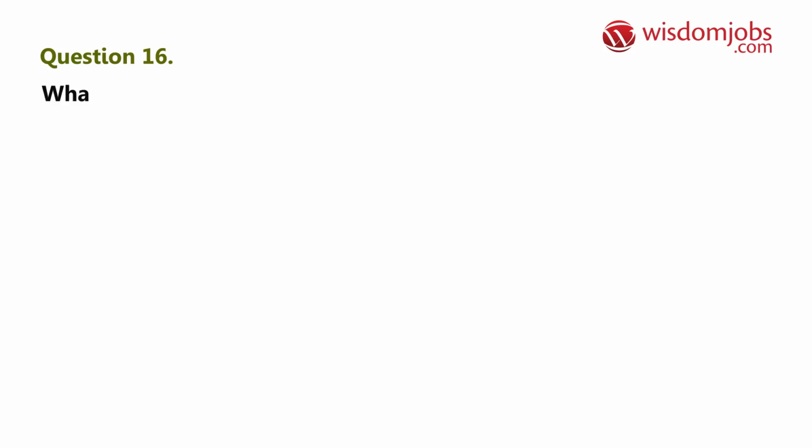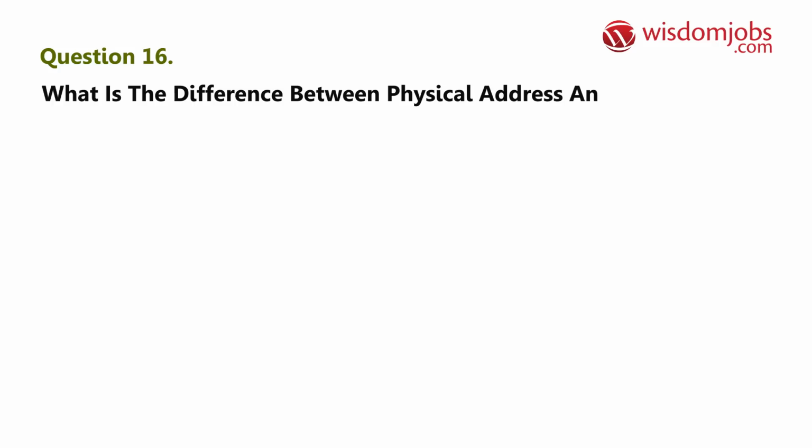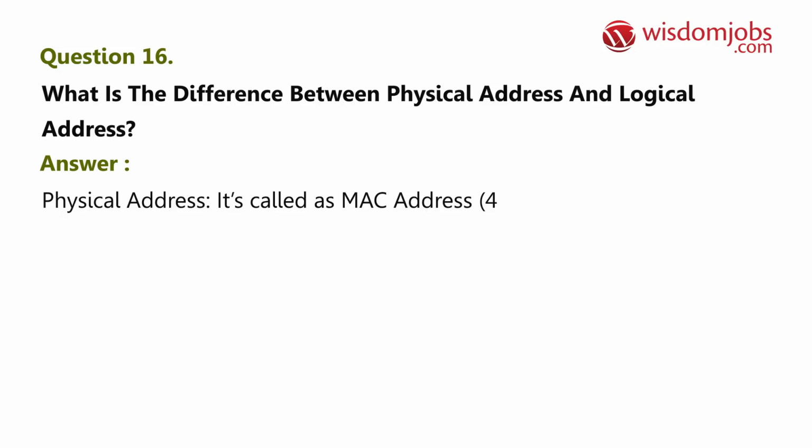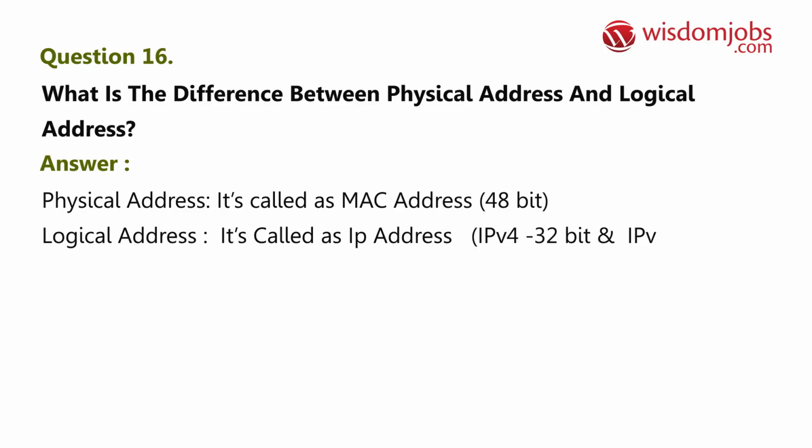Question 16. What is the difference between physical address and logical address? Answer. Physical address is called a MAC address, 48-bit. Logical address is called an IP address, 32-bit for IPv4 and 128-bit for IPv6.